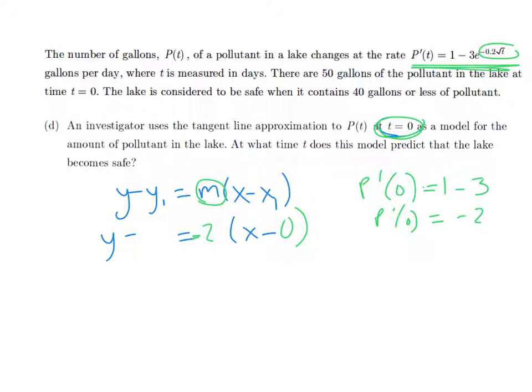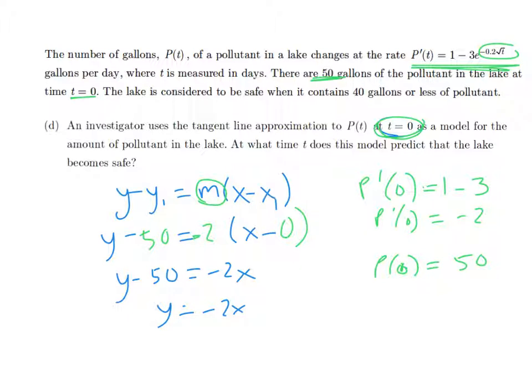And then the other thing that I was trying to figure out was p of 0. So p of 0, I don't have a p function, but that's my initial amount. That's the number of pollutants in the lake at time 0, and they gave that to us. We used that in the last part. That's the 50. So here's my equation. So I've got y minus 50. If I simplify this, negative 2x, and then minus 0, which is y equals negative 2x plus 50.